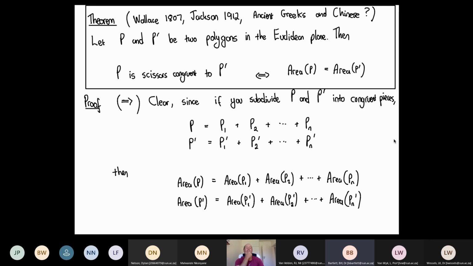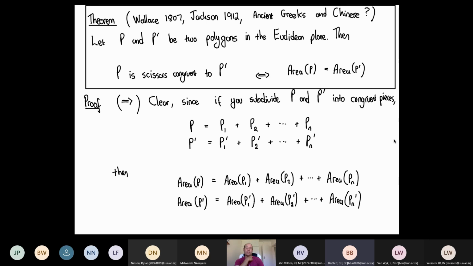Okay, so let's prove this. The forward direction is clear, because suppose that P and P prime are scissors congruent. Then that means we can subdivide P and P prime into n pieces, P1 up to Pn for P and P1 prime up to Pn prime for P prime. And clearly the area is additive when you subdivide.